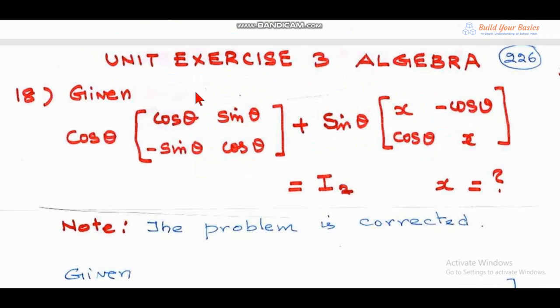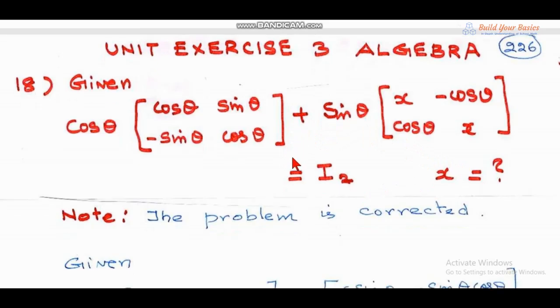Unit exercise 3, sum number 18. If cos theta into the matrix cos theta sin theta minus sin theta cos theta plus sin theta into the matrix x minus cos theta x is equal to I2, that is unit matrix of order 2, 1 0 0 1, then what is the value of x? In the textbook problem here it is 'into', that must be corrected as plus.